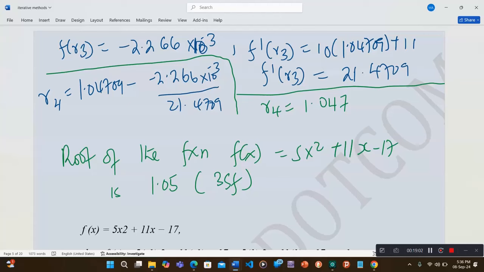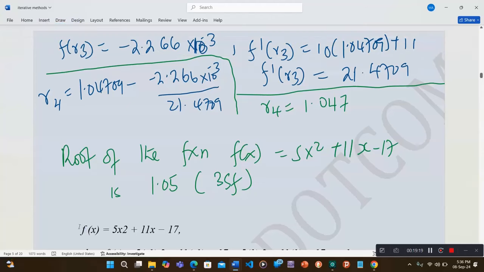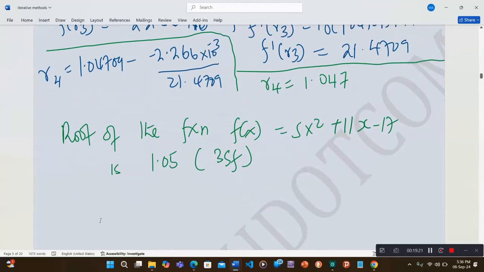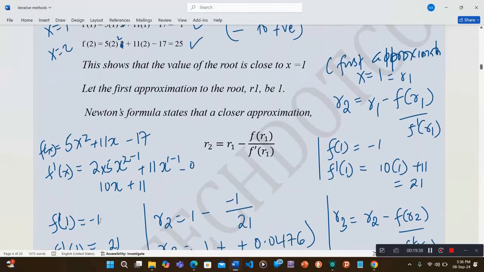When you use the quadratic formula, you should be able to get this value. Maybe I can try using the calculator, because the calculator uses the quadratic formula to solve quadratic equations. So let me look for mode equation. I go to degree 2. The value of A is 5. The value of B is 11. The value of C is negative 17.